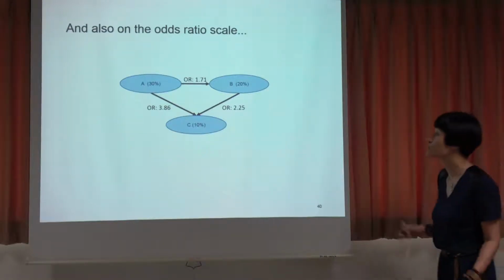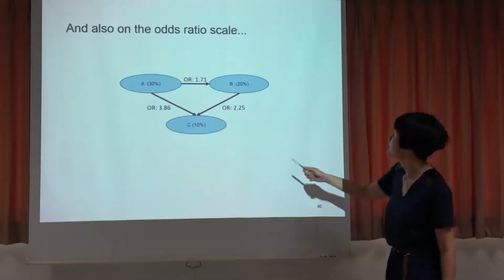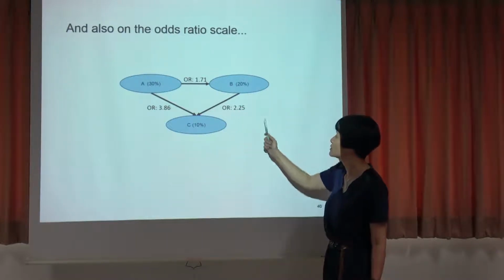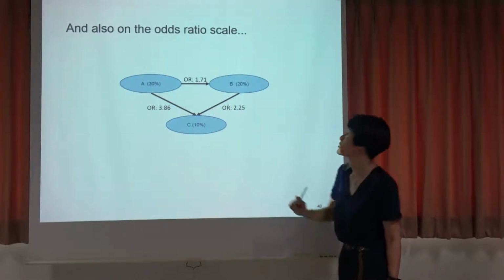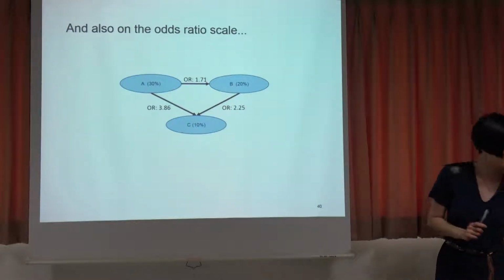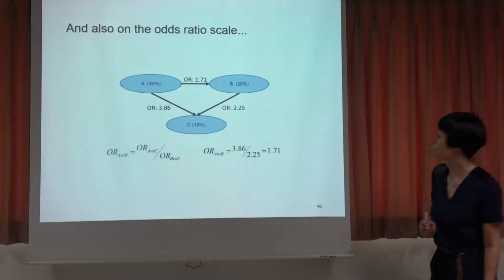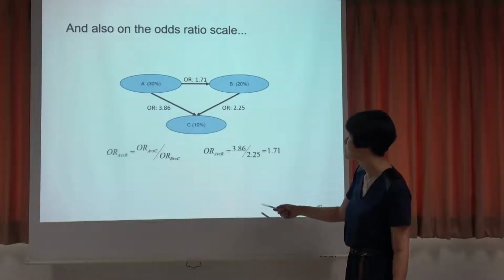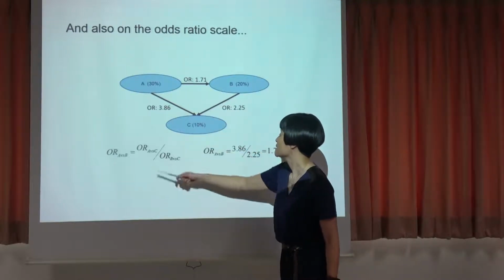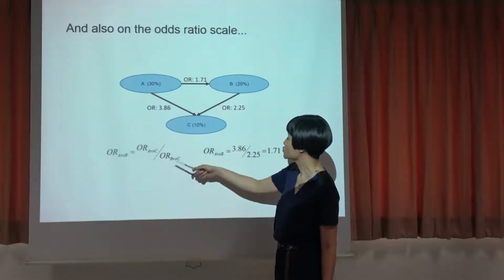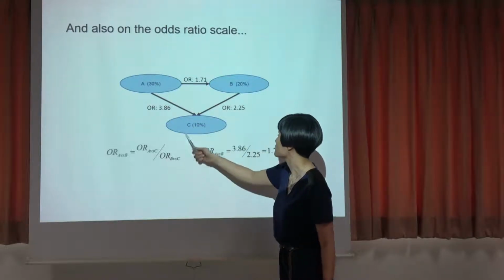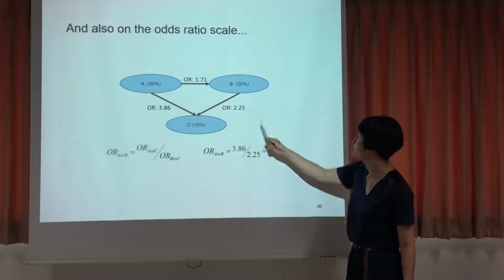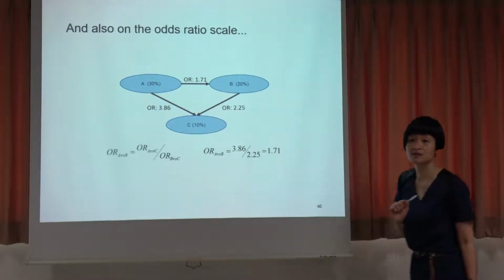Also on the odds scale, so you can also calculate odds ratio from these comparisons. So the odds of A relative to B is 1.71, and then 2.25 and 3.86. And so on the odds ratio scale, based on the assumption of consistency, the relative effect of A and B is equal to the ratio of A versus C relative to B versus C. And if you calculate it, it will give you 1.71, which is the same as the direct evidence that you've seen here.